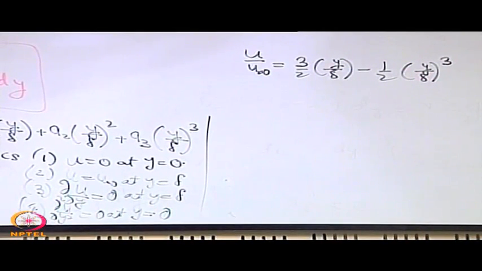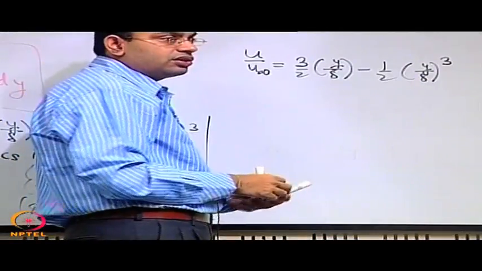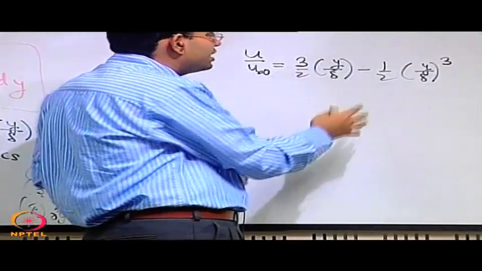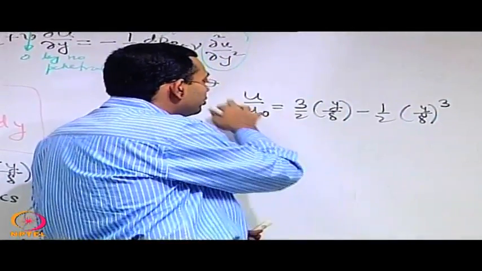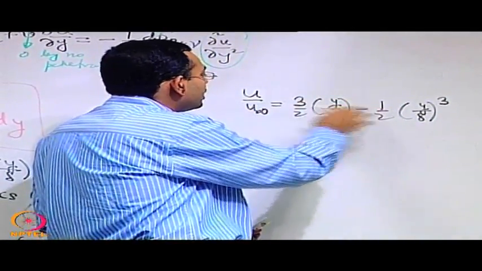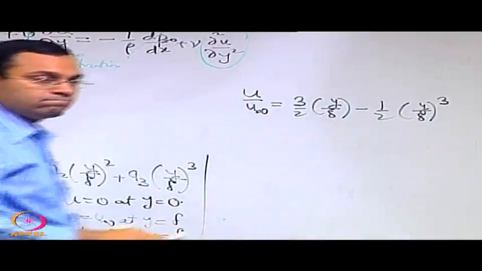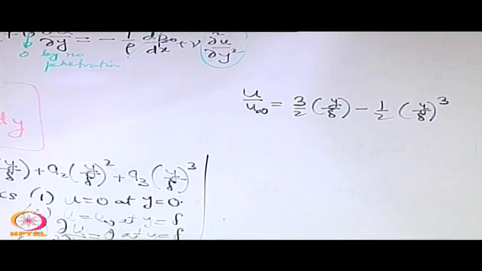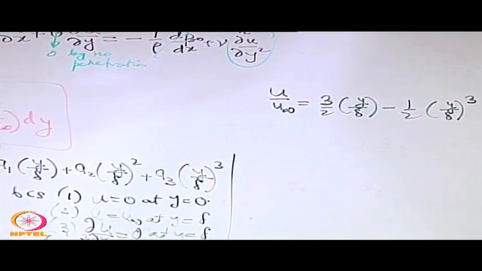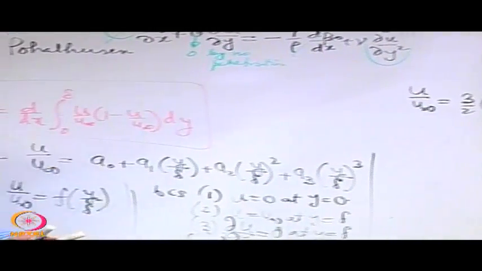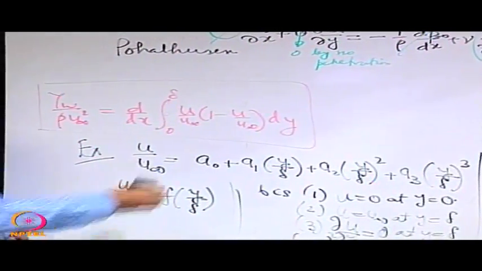Okay. Now, whether your algebra is correct or not, at least you should check that it satisfies most of the essential boundary conditions, that at y equal to 0 u equal to 0 and at y equal to delta u is u infinity. Now what will we do with this velocity profile? We will use this velocity profile for evaluating the integral which is there in the expression.